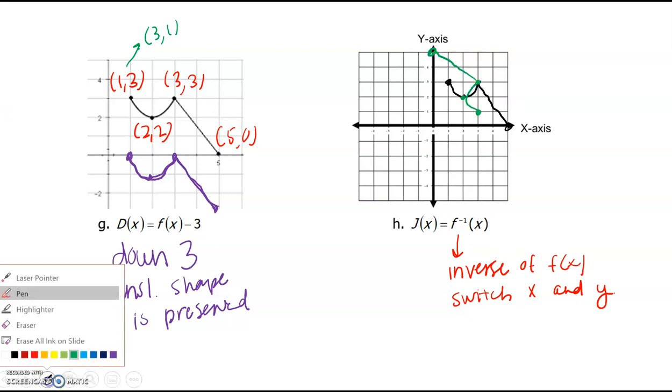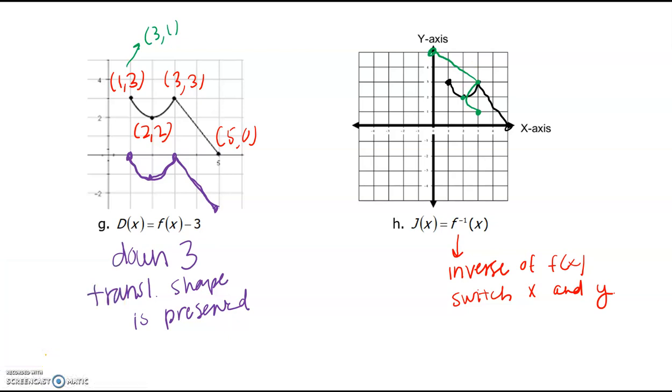One fact we also know about inverses is that f of x and the inverse are going to be reflected over the line y is equal to x, which we can see. We can see that they are mirror images of each other.